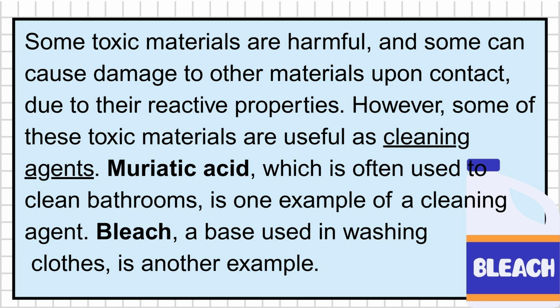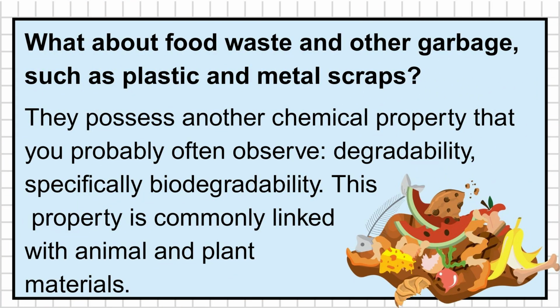Muriatic acid, which is often used to clean bathrooms, is one example of a cleaning agent. Bleach, a base used in washing clothes, is another example. What about food waste and other garbage, such as plastic and metal scraps? They possess another chemical property that you probably often observe: degradability, specifically biodegradability. This property is commonly linked with animal and plant materials.